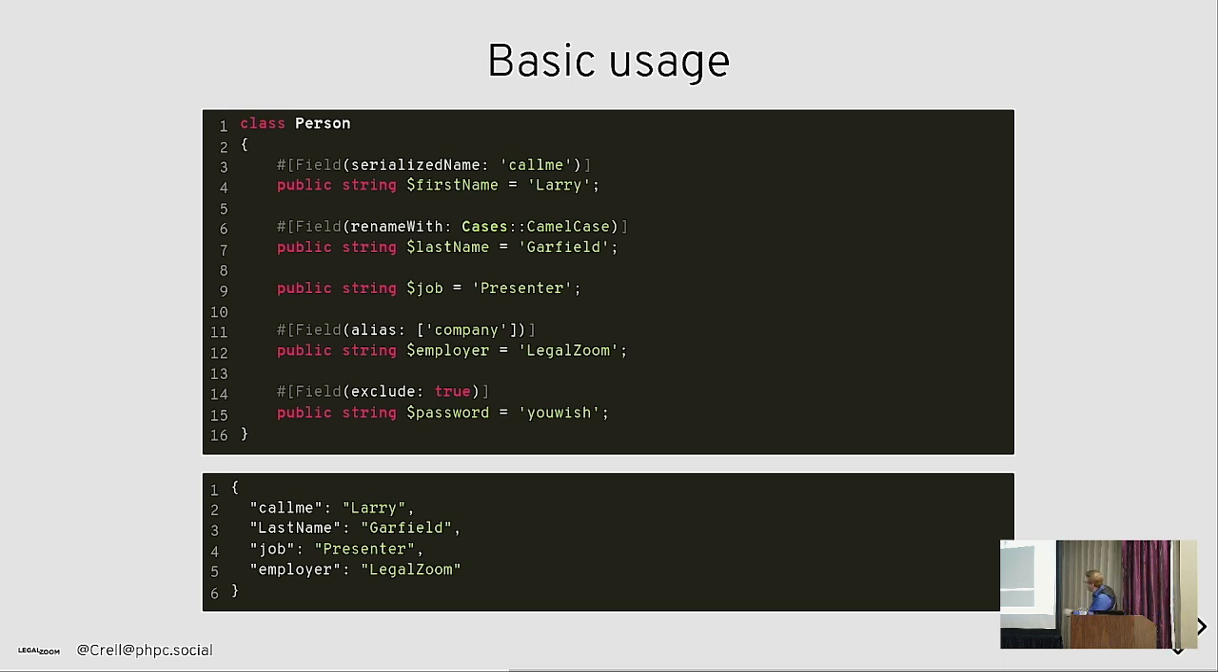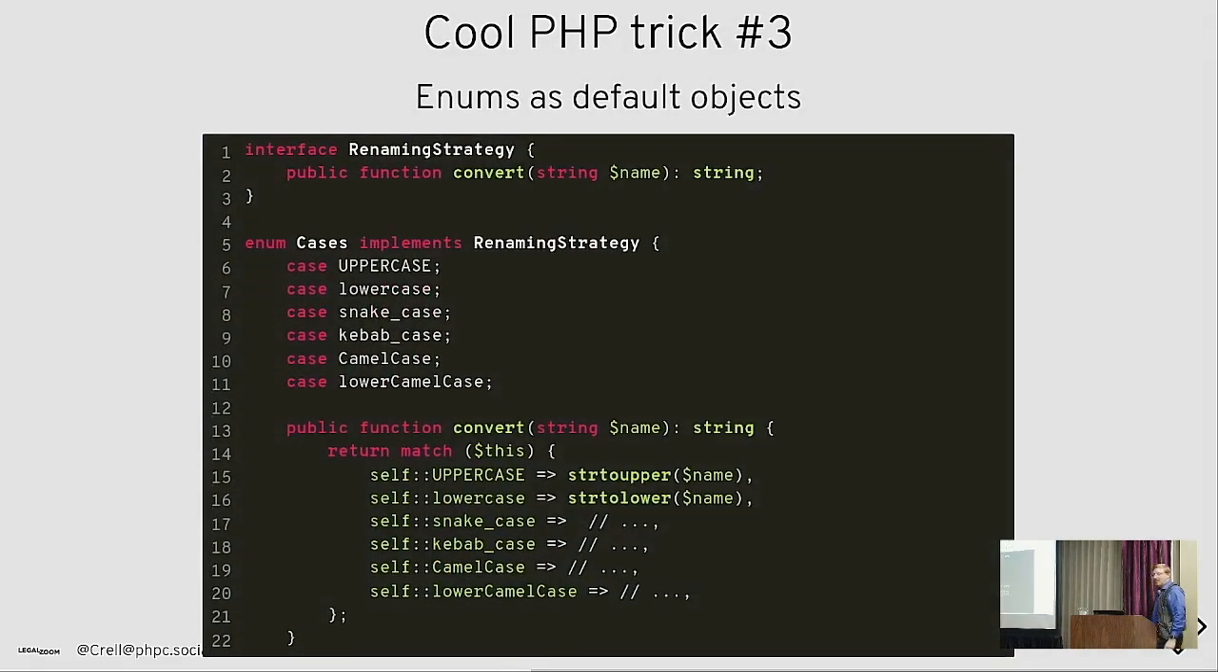One thing to note here, this cases camel case, that's an enum. Because enums can implement interfaces. So there's a renaming strategy interface, and then an enum with standard case folding, and then a method that will do the case folding. And I'm skipping over the logic here, but this actually works really well for common cases. You can also implement your own objects that implement the renaming strategy interface. That's fine. But for the built-in stuff and a couple of others, it's really easy.